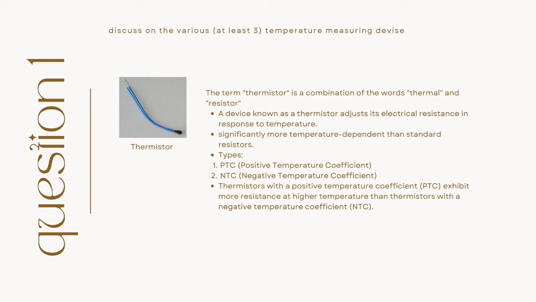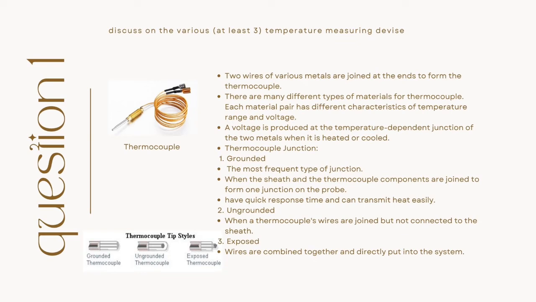Thermistors with a positive temperature coefficient exhibit more resistance at high temperature than thermistors with a negative temperature coefficient. Third, thermocouple. 2 wires of various metals are joined at the end to form the thermocouple. There are many different types of material for thermocouples. Each material pair has different characteristics of temperature range and voltage. A voltage is produced at the temperature-dependent junction of the 2 metals when it is heated or cooled.